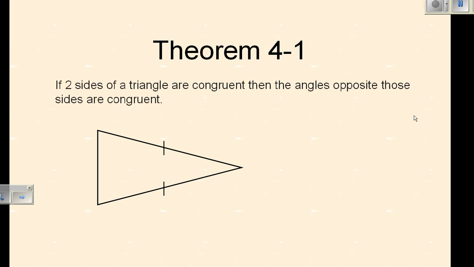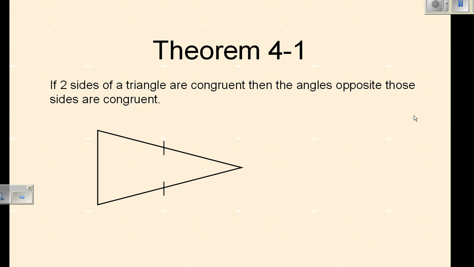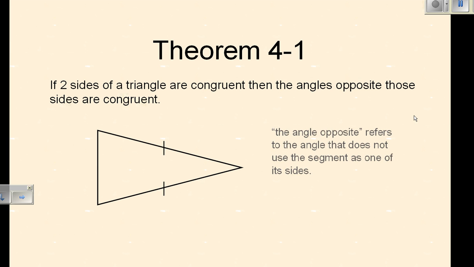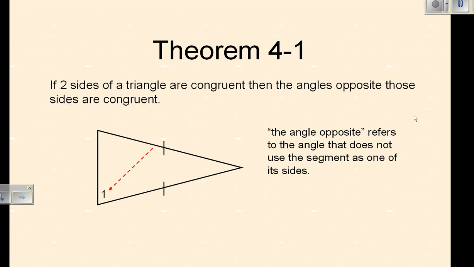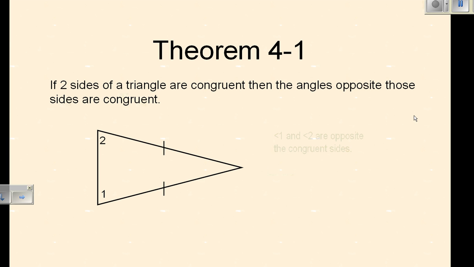Now, Theorem 4.1 says if two sides of a triangle are congruent, then the angles opposite those sides are congruent. So angle opposite means we go across. So angle 1 is opposite that side, angle 2 is opposite that side. And that means those are the ones that are congruent. So basically what we're saying is the base angles of an isosceles triangle are congruent.